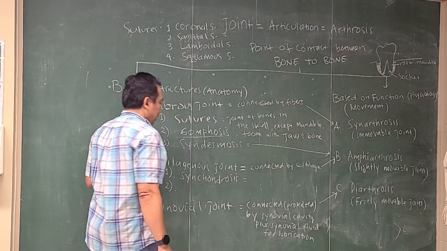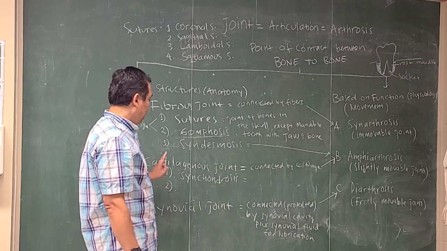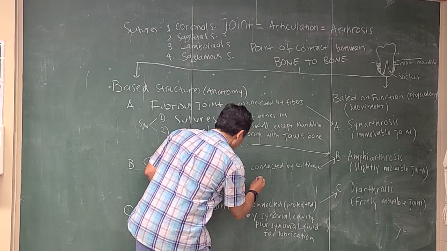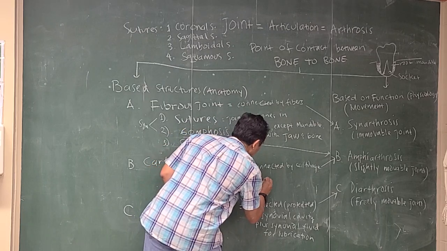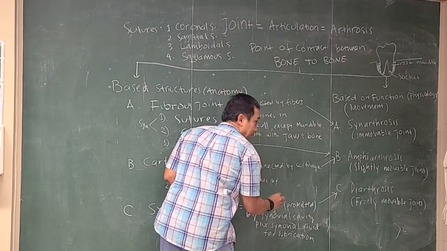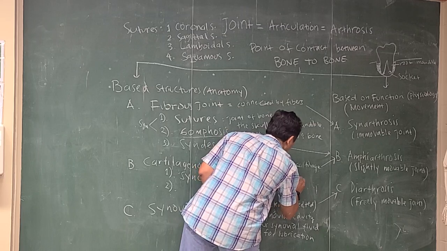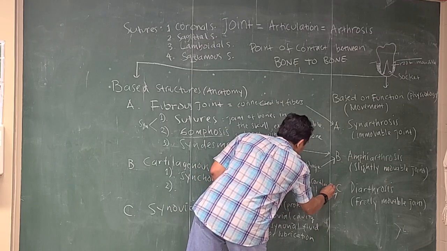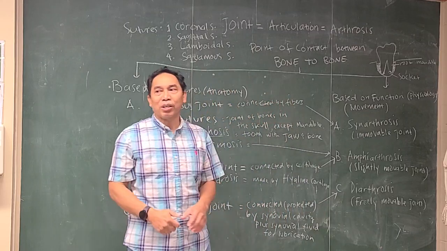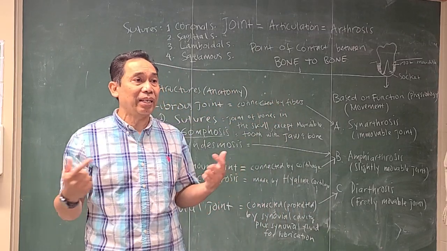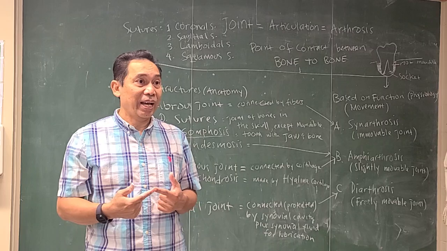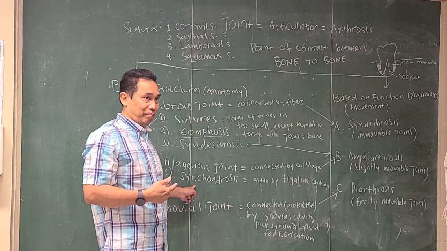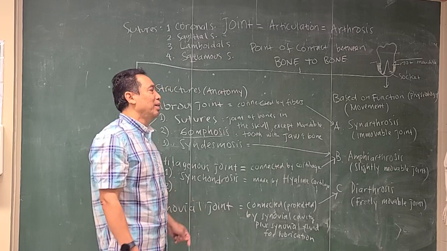It is the cartilaginous joint where the connection is made by hyaline cartilage. So the bone is connected with the hyaline cartilage. Then the name will be what? Synchondrosis. Get me? Now I give you an example.